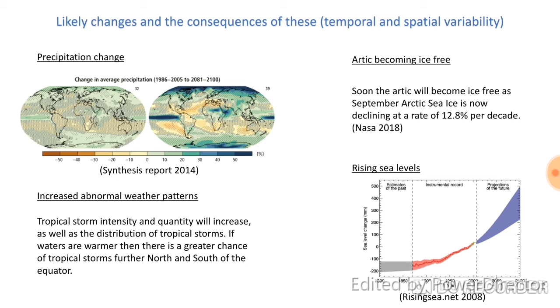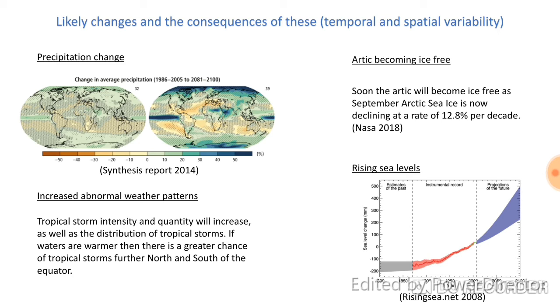Tropical storm intensity and quantity will increase, as well as the distribution of tropical storms. If waters are warmer in the Atlantic and Pacific, the likelihood of tropical storms increases, as water has to reach 27 degrees to create the conditions for a hurricane to occur. This means that tropical storms could occur in higher latitudes. The Arctic could also become free of ice.